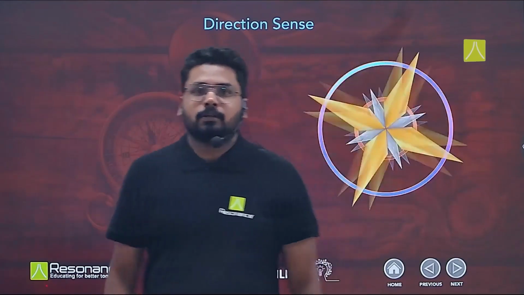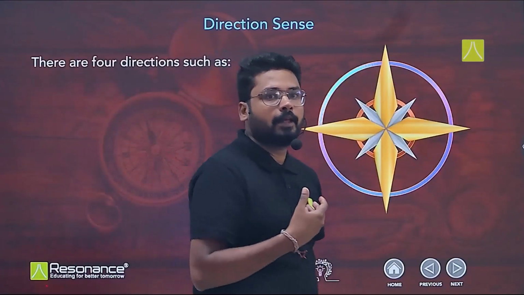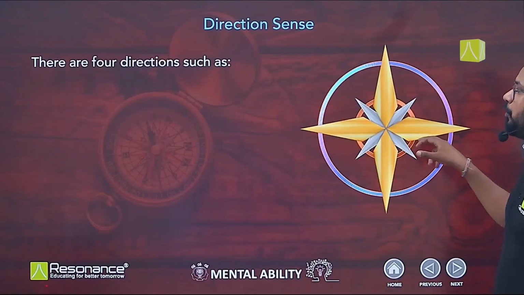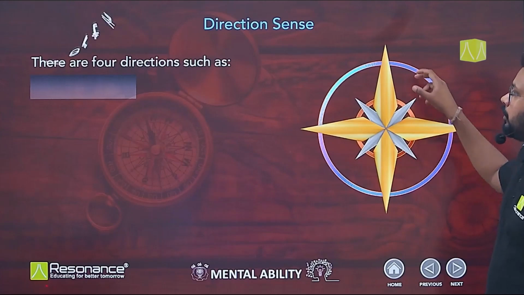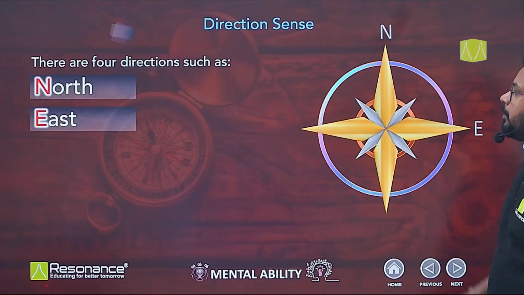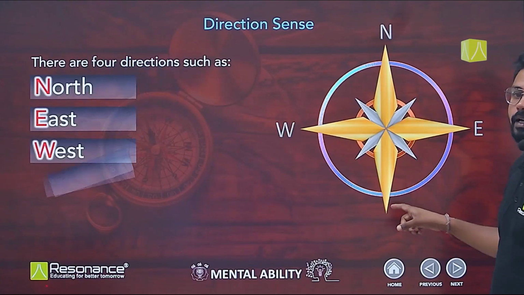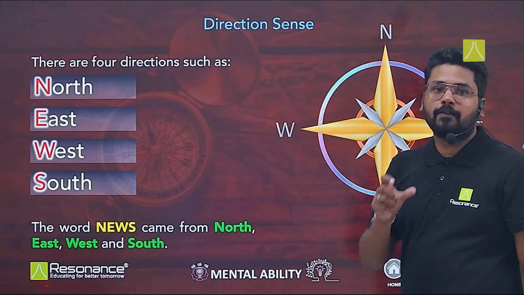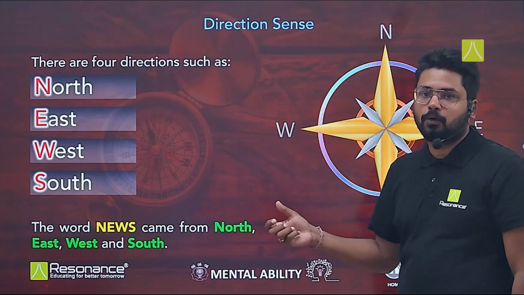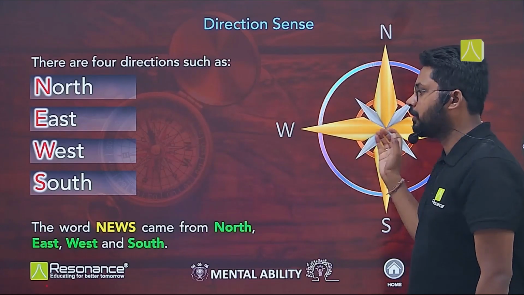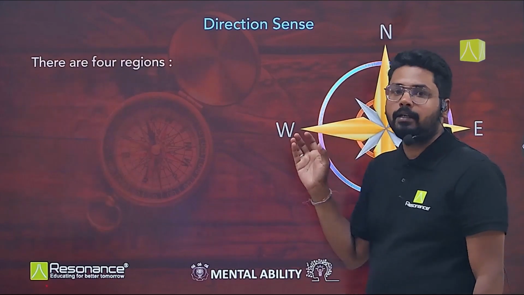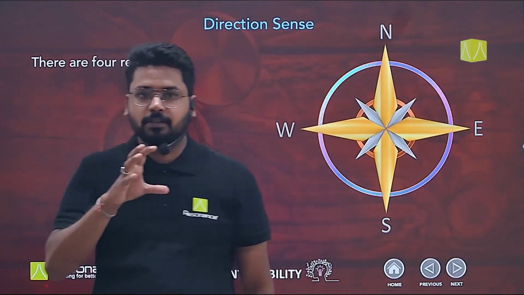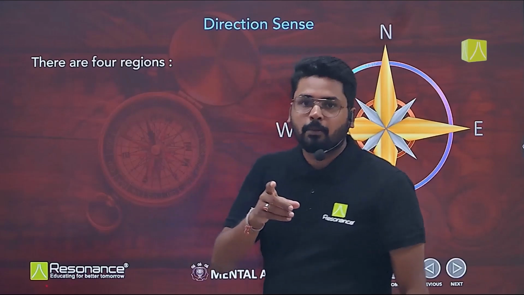First, we can see here a compass running and it stops at the 4 points. It has 4 pointing directions, such as north, then east, then west and then south. You can easily learn from the word NEWS. The word NEWS came from north, east, west and south, and that is where the compass is pointing towards. In between all these 4 directions we have 4 regions.